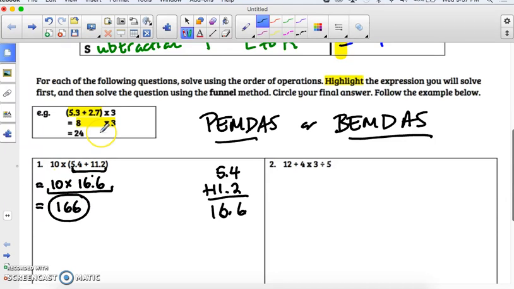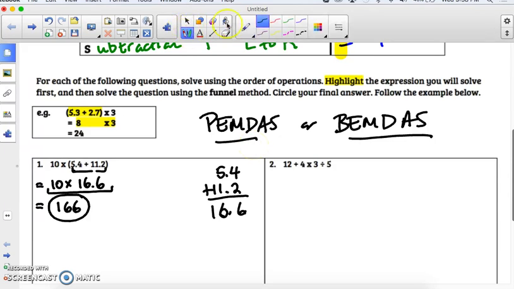What I mean by the funnel method is that it funnels so that your final answer ends up here in one line and that you're lining up all of your work below. Notice that I wrote the answer for 5 and 4/10 plus 11 and 2/10 right underneath as 16 and 6/10. And then you can see that I rewrote the answer to 10 times 16 and 6/10 as 166 right below it. Okay, so that's applying the order of operations there.